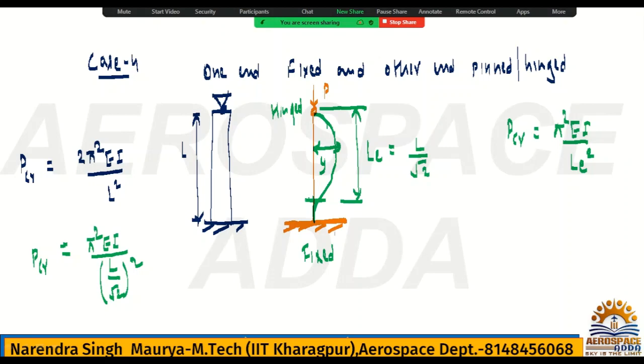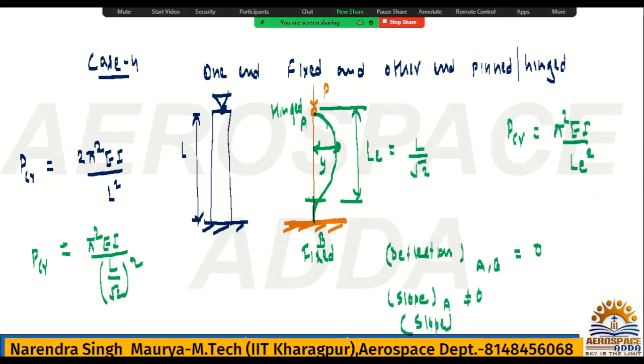So if you check at point B, just say this is point B and this is the point A. So deflection at point A and B will be 0. But what about the slope? Slope at point A does not equal to 0, but slope at point B will be 0. Done? Yes, sir. Done. All right.